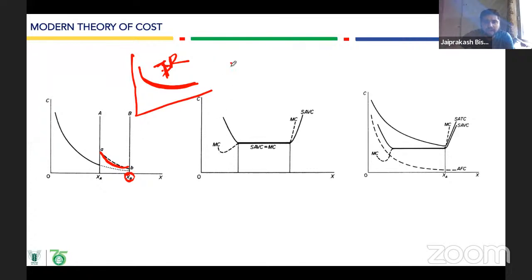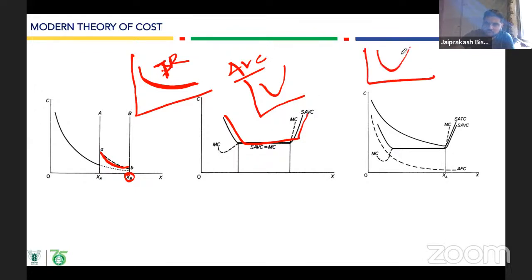And this is your average variable cost curve. In traditional theory we have seen it was U shape, but here it is saucer shape in the modern theory of cost. Similarly, the total cost curve was also U shape there. It is not exactly U shape here in the modern theory of cost. It is like V shape.